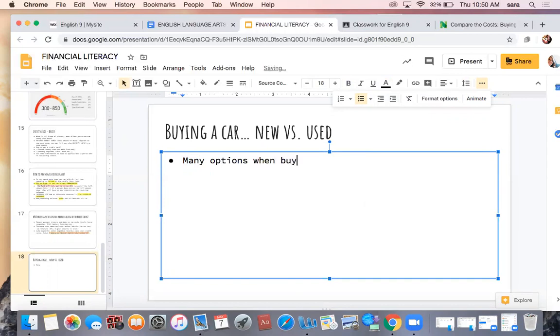When buying a car, a car is, I mean, it's a need. It really is not a luxury. It's something you really need, especially if you're going to be working.